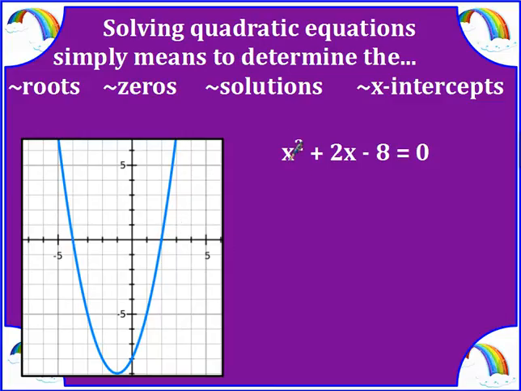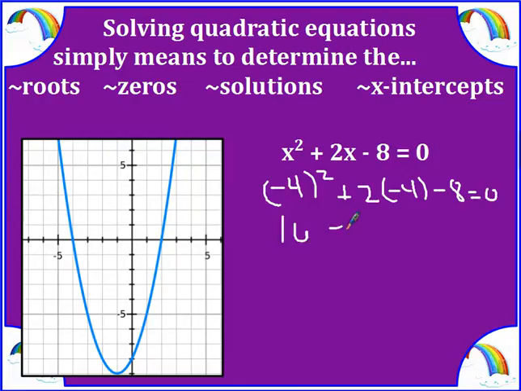Therefore, if we plugged in -4 and worked it out, we would get a true statement of 0 equals 0. Let's test this out. So we're going to plug in -4 for this x, and we're going to square it. 16 minus 8 equals 0. When I do the math on the left, I get 0 equals 0.